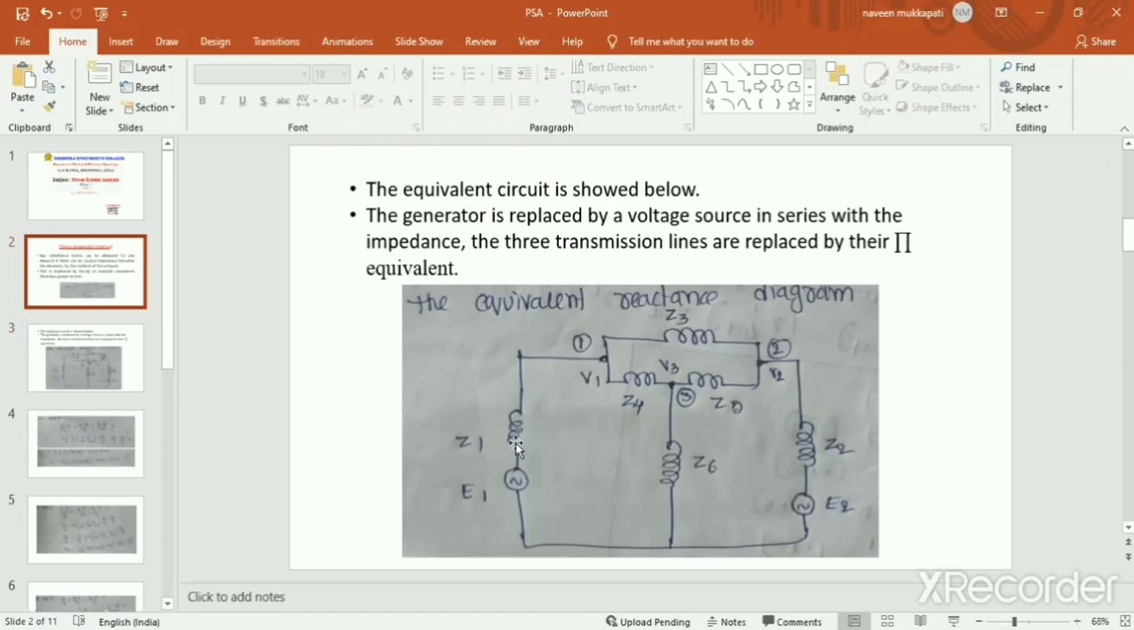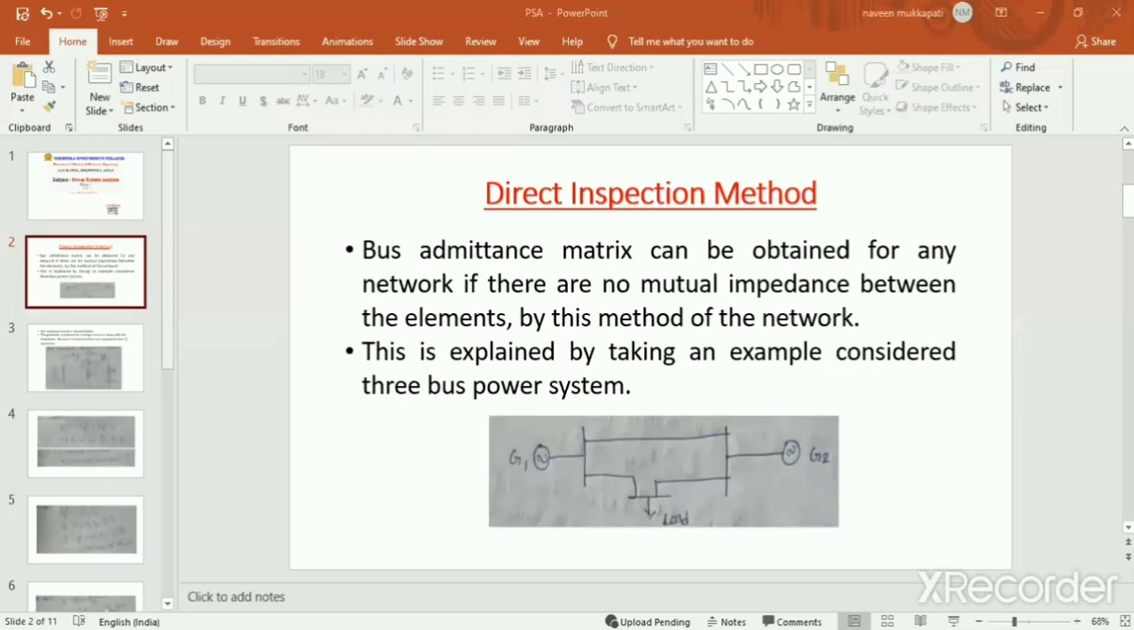This is the equivalent reactance diagram for the single line diagram of this power system. By using this single line diagram, we will draw the equivalent reactance diagram. In this we have generator G1, generator G2, the load, and also 3 elements.